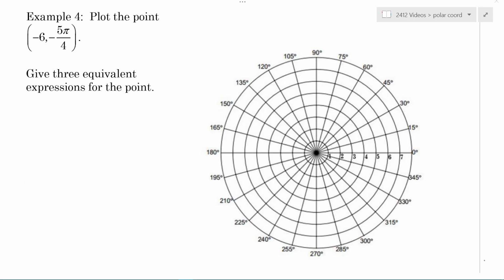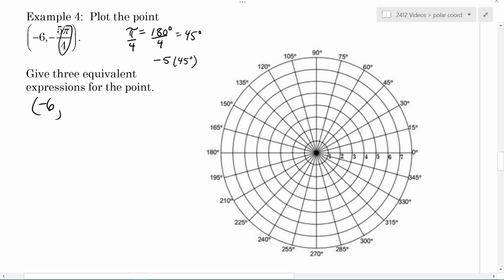Alright, for example 4, we're asked to plot the point -6, negative pi over 4, and then we're asked to give 3 equivalent expressions for the point. Okay, so I'm going to think about this in terms of degrees. We talked about a shortcut that pi is equivalent to 180 degrees in radians. I'm going to even go a little bit further than this and say if I divide both sides here by 4, pi divided by 4 we know is equal to 45 degrees, and we know that from our unit circle. So really what I'm working with here is -5 times 45 degrees. Put that into my calculator, I get -225.